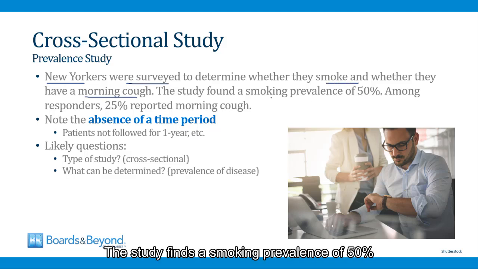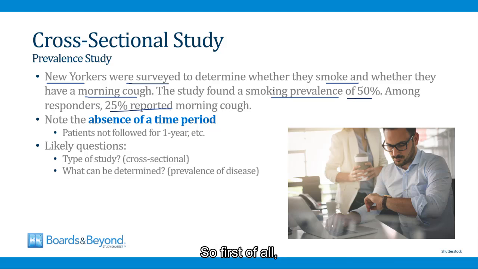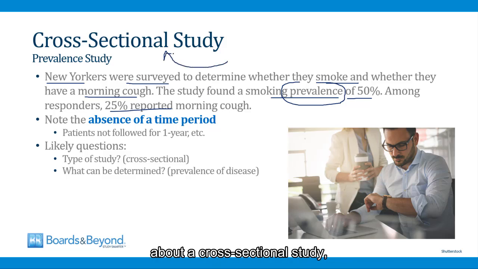The study finds a smoking prevalence of 50%. Among responders, 25% reported a morning cough. So first of all, notice the use of the word prevalence in describing the study. That's often a tip-off that they're talking about a cross-sectional study, also known as a prevalence study.